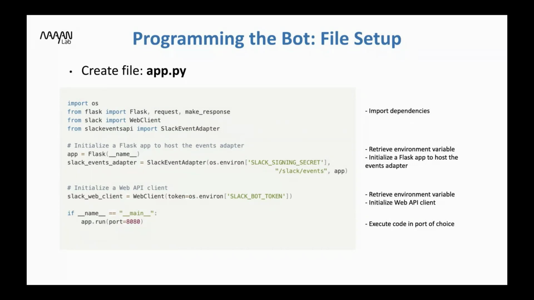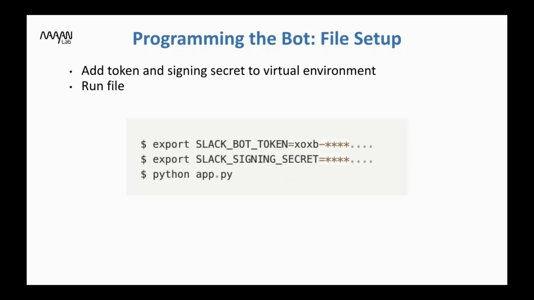And you'll notice here that your Slack signing secret and SlashBot token are going to be retrieved from your environment. So the next thing we have to do is add those to our virtual environment. And you can do this by just saying export SlashBot token and then whatever you copied before, and then same thing with the Slack signing secret. And now we can run our file.